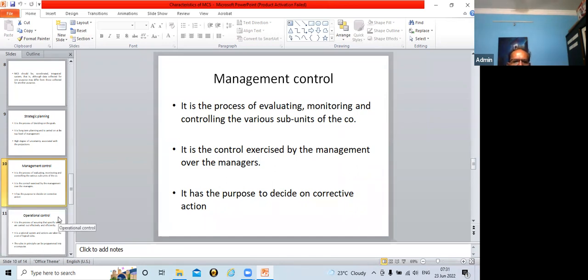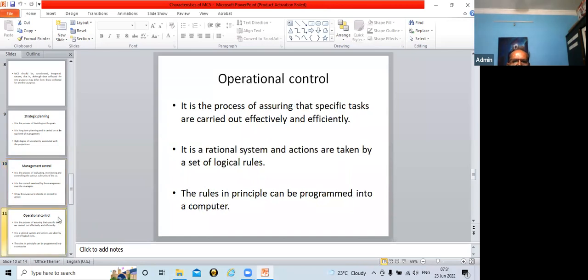Now let me take you to the next slide. Operation control. Everyone read this slide and then we will discuss about that. Read this slide.